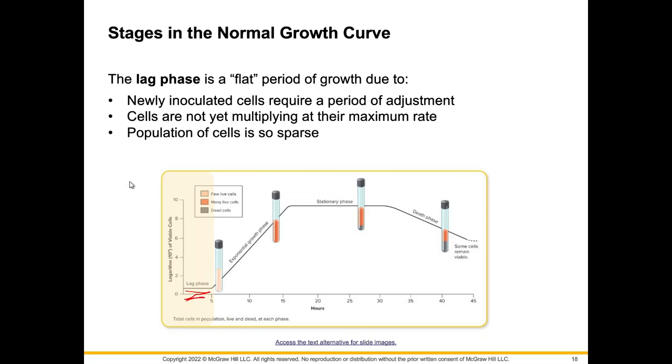So these newly inoculated cells require an adjustment period before they really start to proliferate. The cells are not yet multiplying at their maximal rate, so the population of living cells is pretty sparse. Very few living cells at that point.